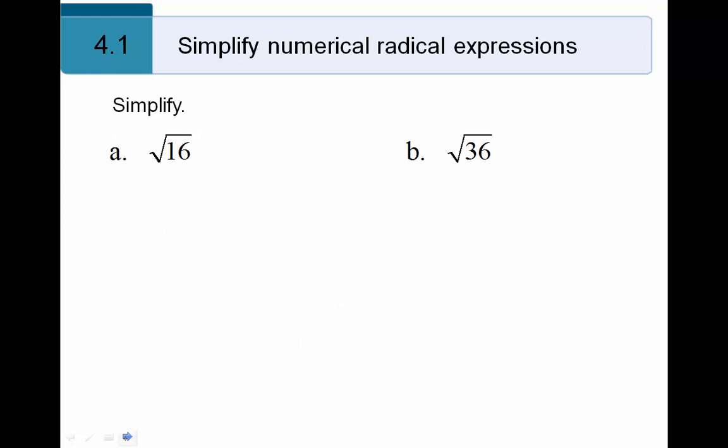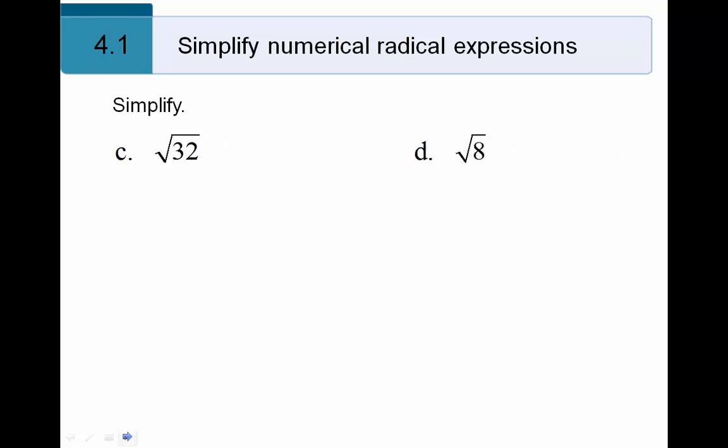Now these first couple are easy because they are perfect squares. The square root of 16 is equal to 4 because 4 squared is equal to 16. Notice once you take the square root, you no longer need that radical sign. The square root of 36 is equal to 6 because 6 squared is equal to 36. Notice once you take the square root, you no longer have the radical sign over the 6 and the 4.